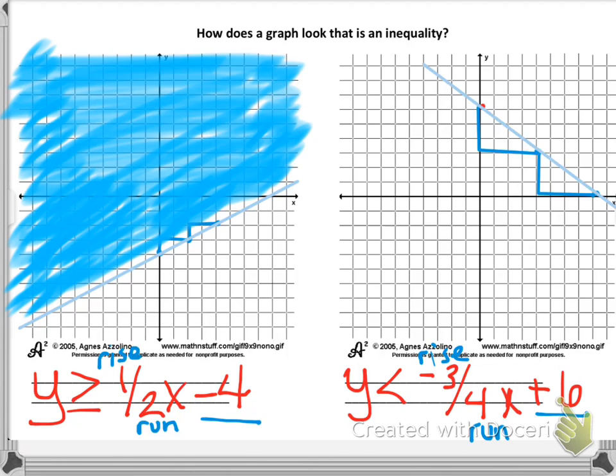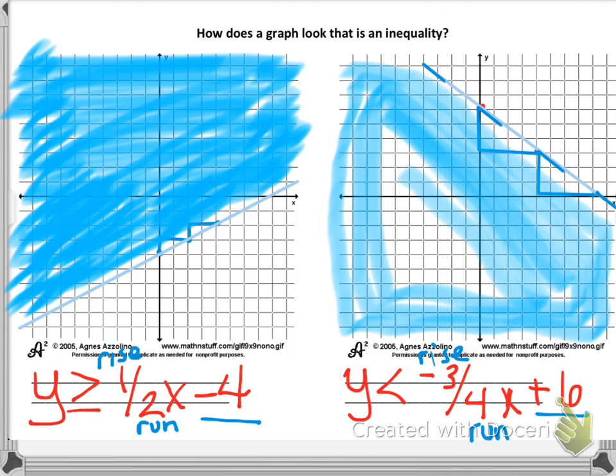Now looking at this one, since it is just less than, it should be a dotted line. So we can go back and either put dots in it, or you could have dotted it from the beginning. Now the shading on this one, since it's less than, should be down or to the left. So we're going to go ahead and shade that. And that is how inequalities would look if you were to graph them.